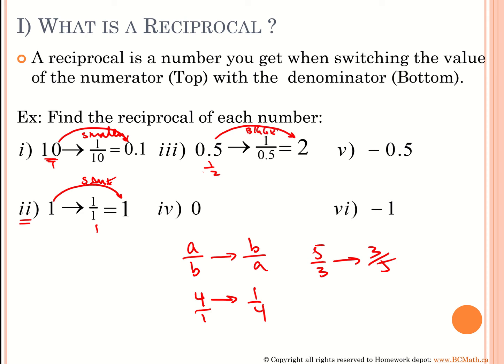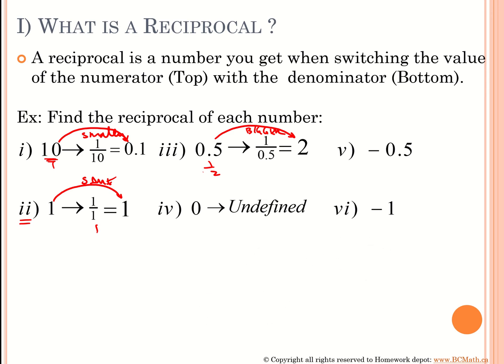Next one is 0. When you take the reciprocal of 0, it becomes undefined, because anything divided by 0 is undefined. And then negative half becomes negative 2. Remember, if it's negative, it stays negative. It's just that a number between 0 and negative 1 gets bigger in size, so it becomes negative 2. Next one's negative 1. The reciprocal of negative 1 stays as negative 1, so this one stays the same.